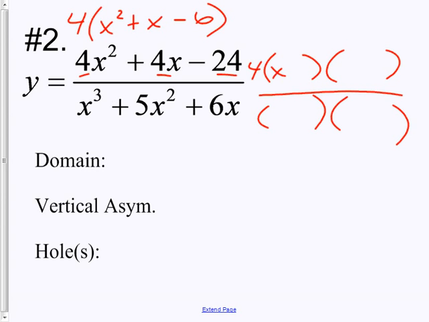So I have a 4. And then an x minus 6. And then x. That's not going to work. What else makes 4? 8 and 3 makes 4. I'm trying to find something that factors and makes a middle term of 4x.